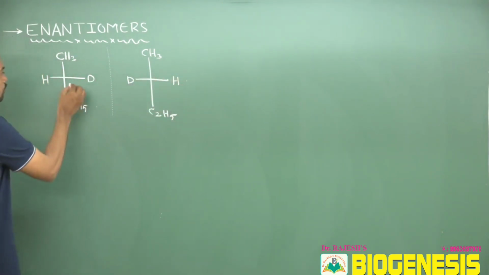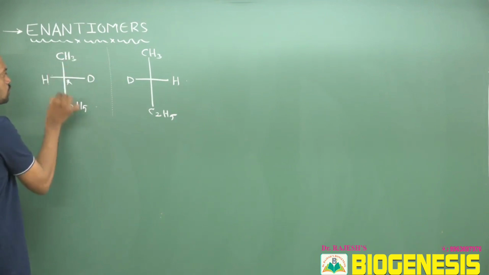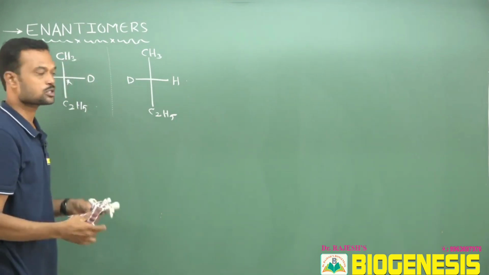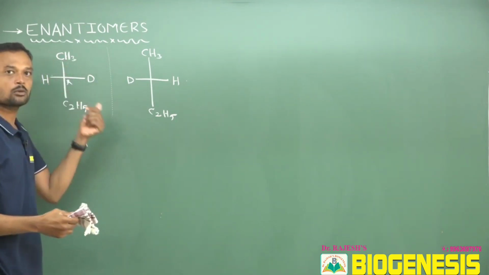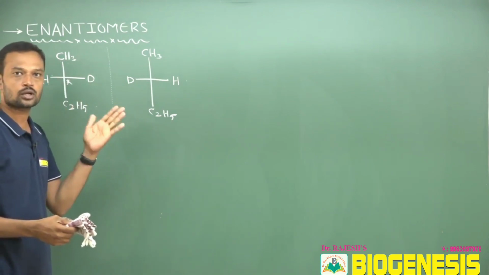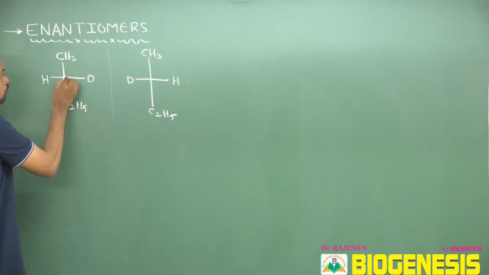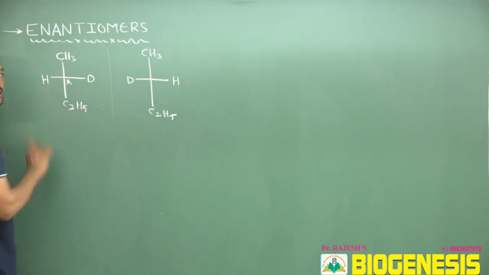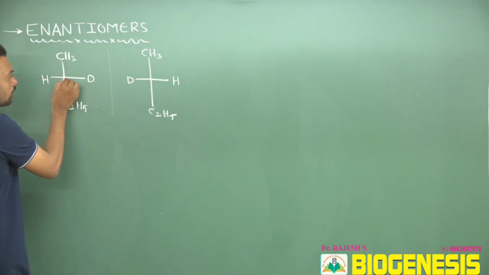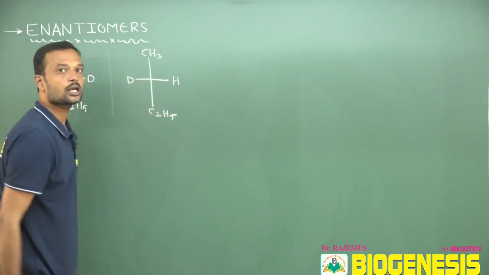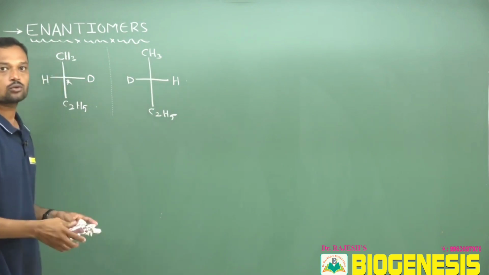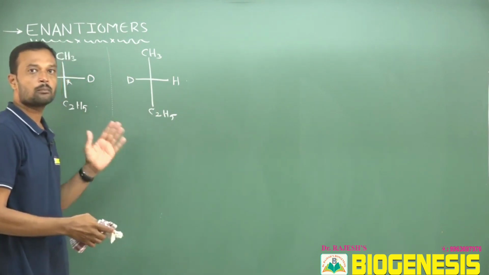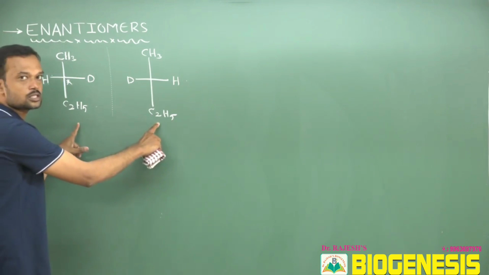So this is a center where 4 different substitutions, that may be atoms or groups, are present around this particular atom. That atom may be carbon, nitrogen, sulfur, any one which carries 4 different substitutions. That is called a chiral center. So when a molecule has one chiral center, its image is always an enantiomer. What is the meaning of non-superimposable mirror image? Is it a mirror image or not? Yes, it is a mirror image.